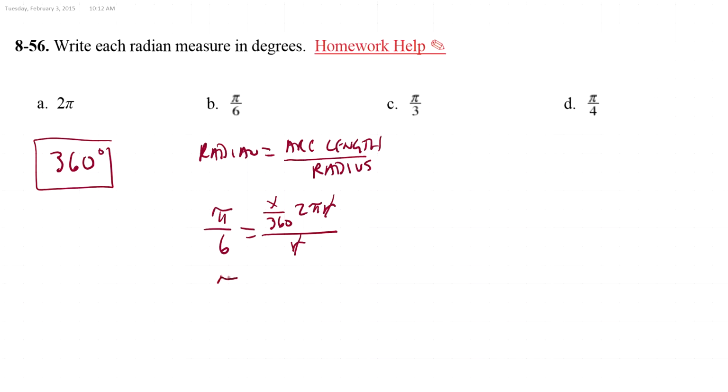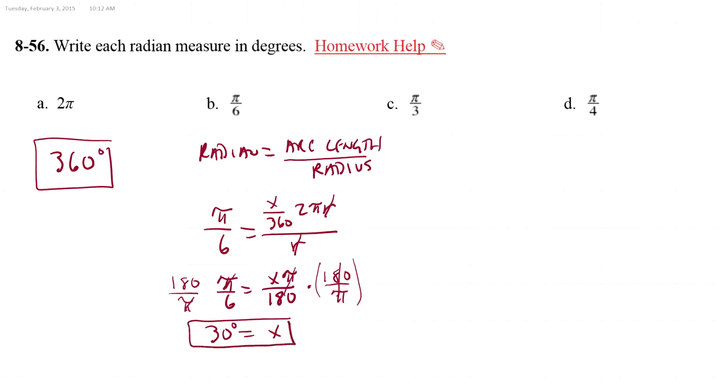So I'm going to get pi over 6 equals x over 180. And then I have pi here. So then I'm solving for x, so I need to get x by itself. So I'm going to multiply by 180 over pi. If I multiply that on this side, I'm going to multiply this side by 180 over pi. And then the pi's cancel. And then this over here cancels. And then 6 goes into 180 30 times. So x is 30 degrees.